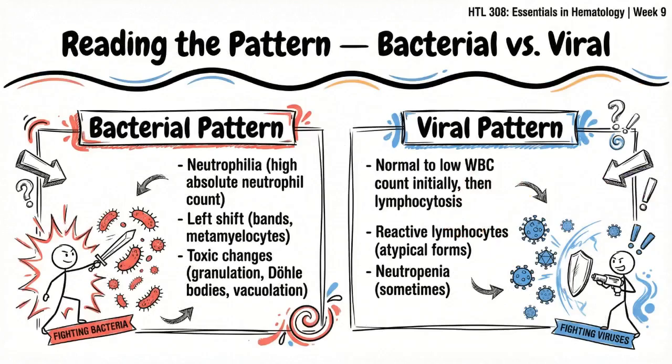This is one of the most practically useful slides in this entire lecture, so I want you to really internalize this comparison. Bacterial infections and viral infections produce fundamentally different patterns on the peripheral blood smear, and recognizing these patterns is a core clinical skill. In bacterial infections, the predominant response is neutrophilic. You'll see neutrophilia, an elevated neutrophil count, along with a left shift and toxic changes. The body is deploying its bacterial killing machinery.